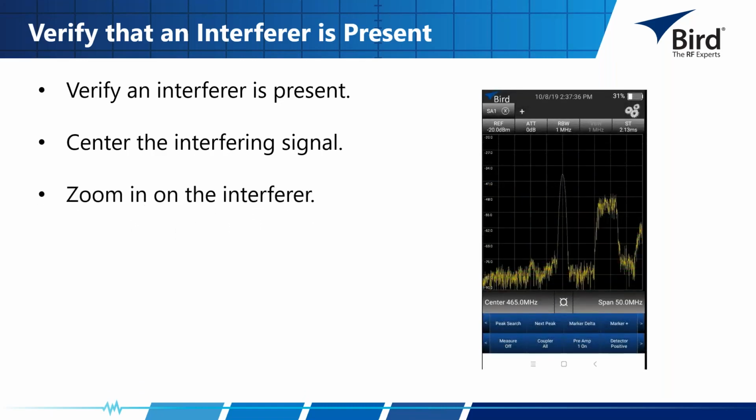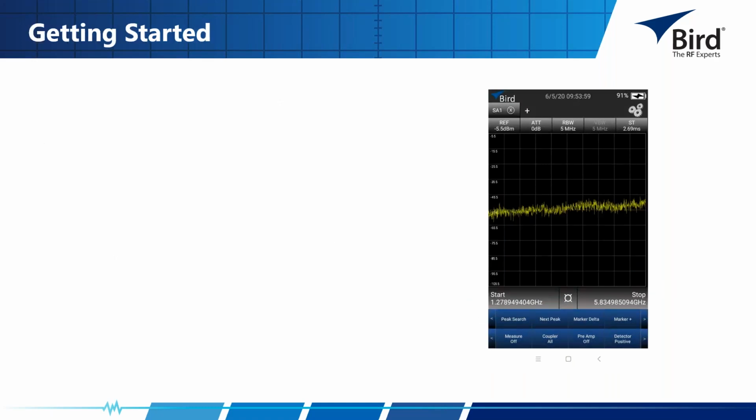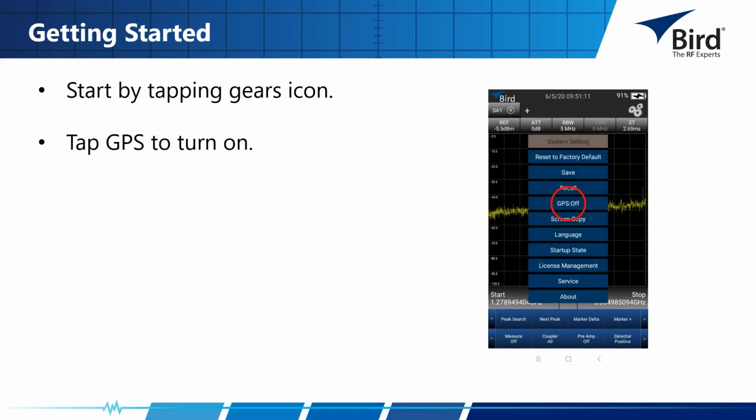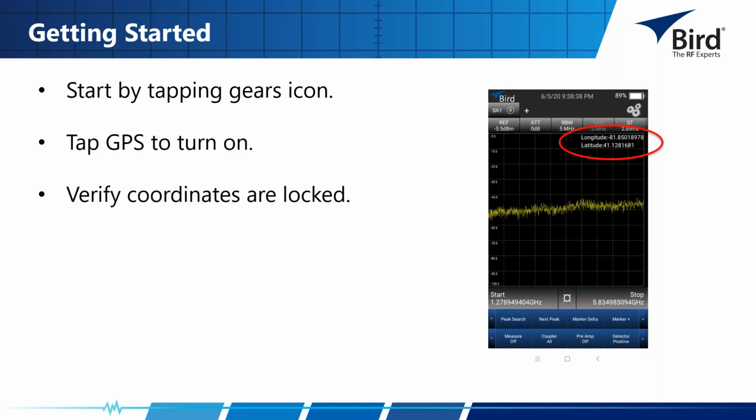Zoom in on the interferer, and in this case, it appears to be at about 465 megahertz. Then you want to tap on the gears icon. Turn the GPS on. Verify the coordinates are locked.